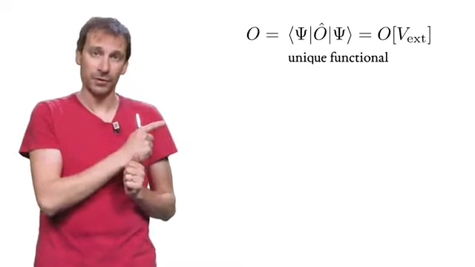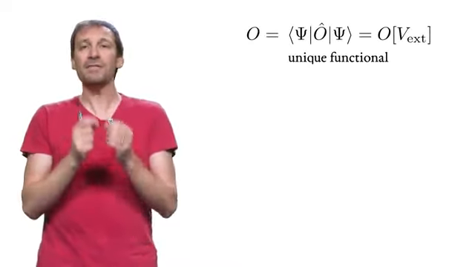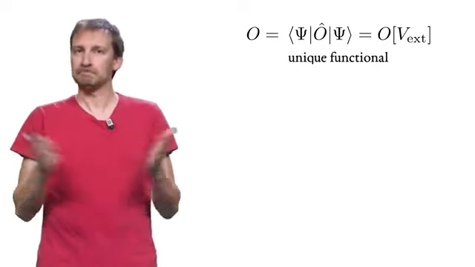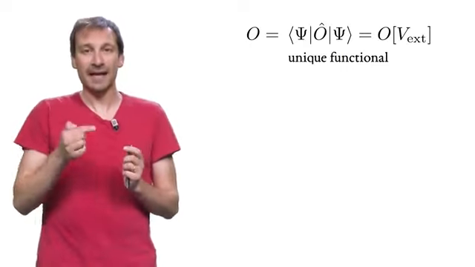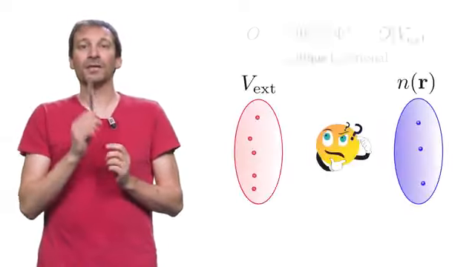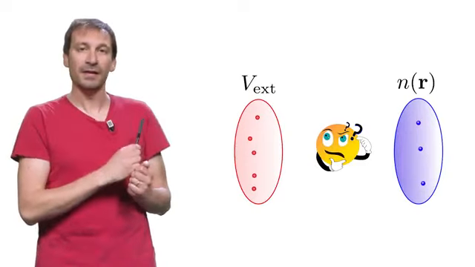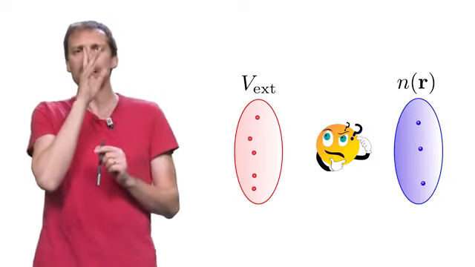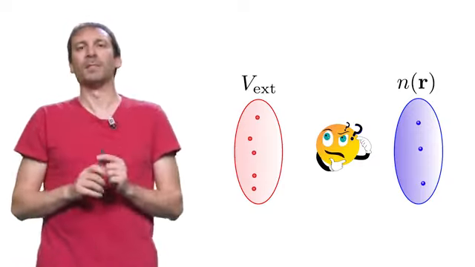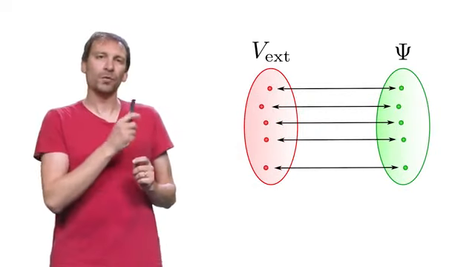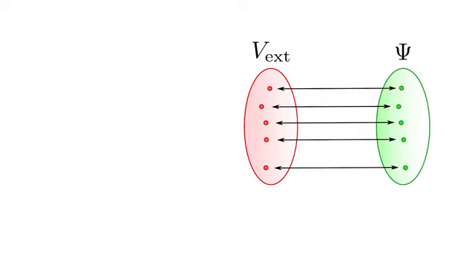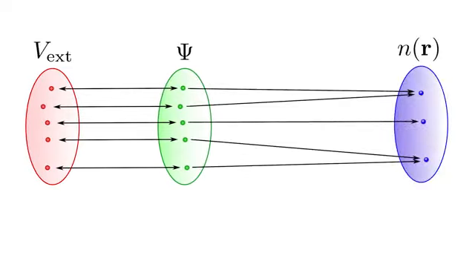And since every observable uniquely comes from the wave function via the expectation value, every observable is also a unique functional of the external potential. We are then ready to make the extra step and ask, what is the relation between the external potential and the density of a system? Before conjecturing anything, let's see what we know at the moment. We have the one-to-one correspondence between external potential and wave function. And the wave function is in relation with the density.